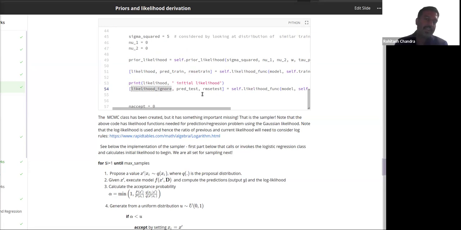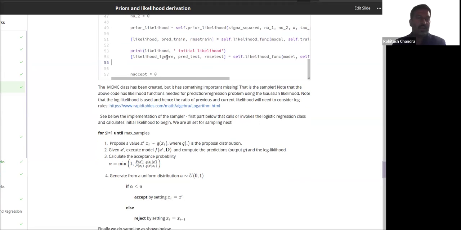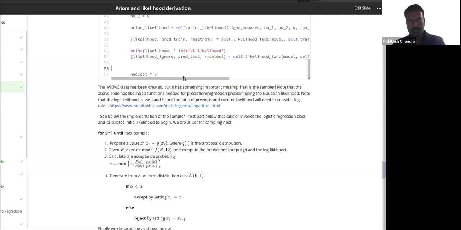The reason why we did this is so that we can visualize the predictions on the test data. So that's why we did that. And number of acceptance, this is just to check how many times we are accepting the samples.